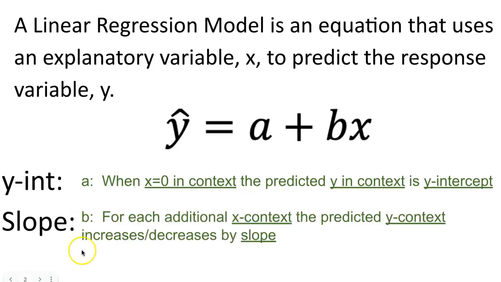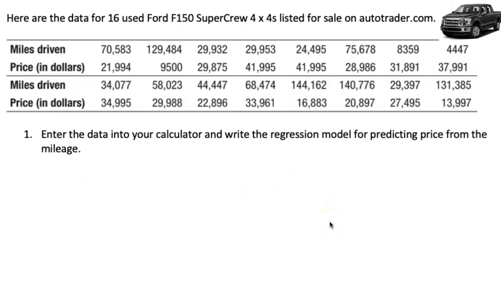The slope would be that it's a change in y over change in x. So for each additional increase in our x value, the predicted y is either going to increase or decrease by what that slope is. These two concepts are really not much different from Algebra 1, just super important that you're talking about your predicted y value in both statements.